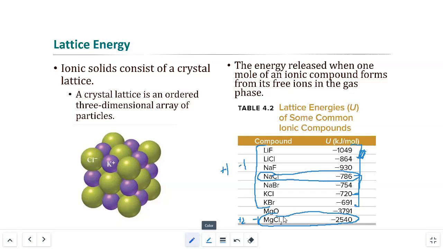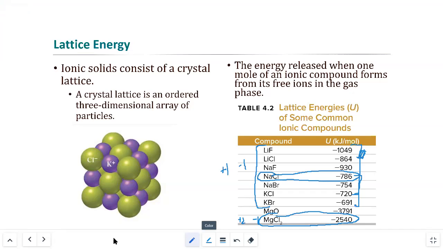The other thing that accounts is, again, our periodic trend of size. Magnesium and sodium are in the same row. Magnesium's got more effective nuclear charge. It's a little bit smaller. So it actually has two things going for it. It's smaller and it's more charged. As a result, it has a larger lattice energy. So lattice energy governs a lot of the energetics that we see for ionic compounds.